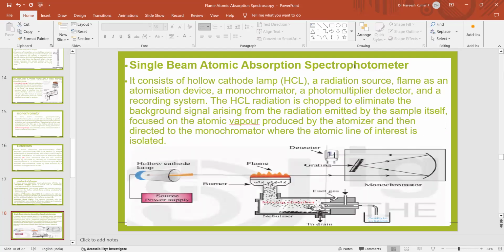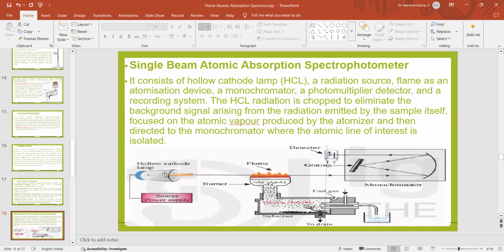Single beam atomic absorption spectroscopy. It consists of a hollow cathode lamp as a radiation source, a flame as an atomization device, a monochromator, a photomultiplier detector, and a recording system. The hollow cathode lamp radiation is chopped to eliminate the background signal arising from the radiation emitted by the sample itself, focused on the atomic vapor produced by the atomizer, and then directed towards the monochromator where the atomic lines of interest are isolated.